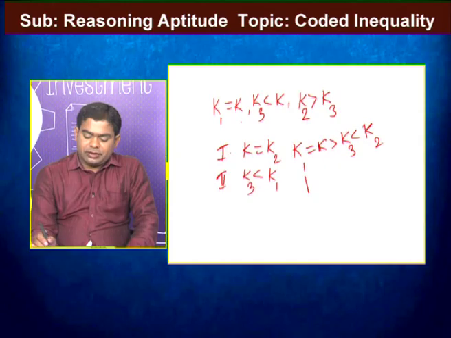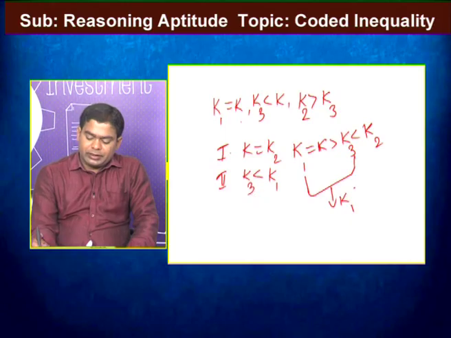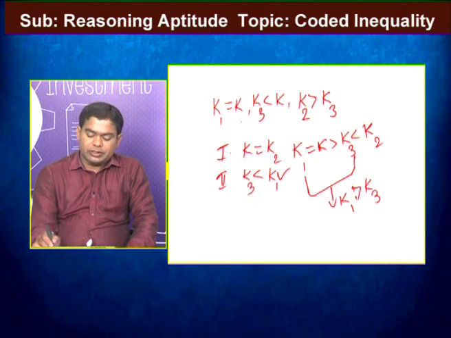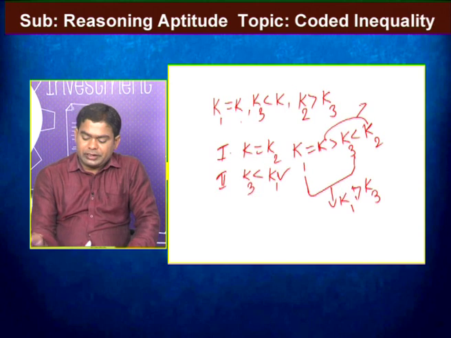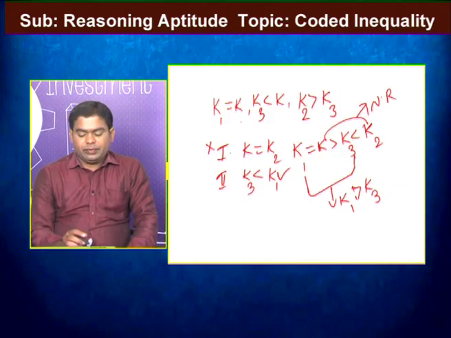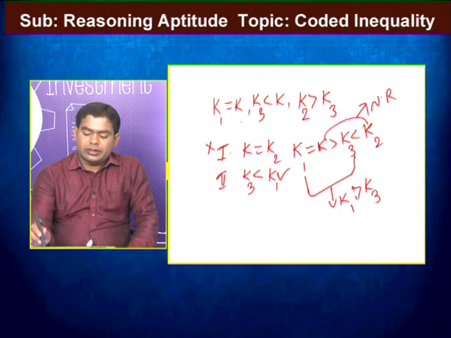In this combined statement we verify the relation between K1 and K3. So between K1 and K3 we get K1 greater than K3, that means arrows are towards the K side, here also towards the K1 side. That means conclusion 2 is there in the combined statement. Next we verify the relation between K and K2. In K and K2 there is no relation. No relation means we can directly say the conclusion does not follow. So according to our question, only conclusion 2 follows, that's why we take the second option. Next we go to the next question.